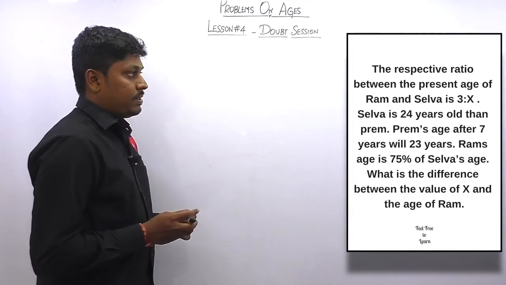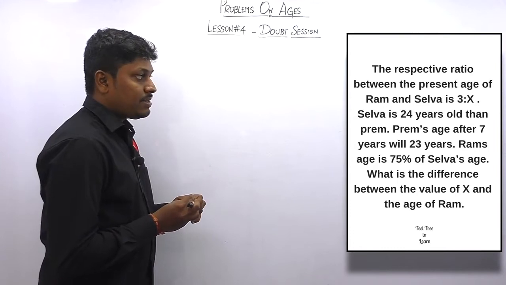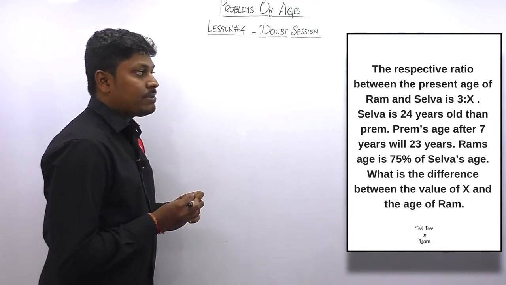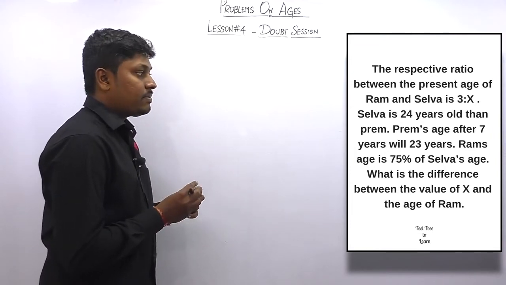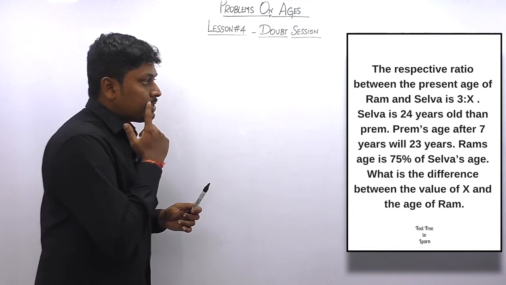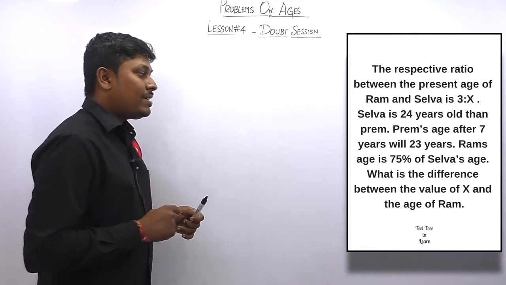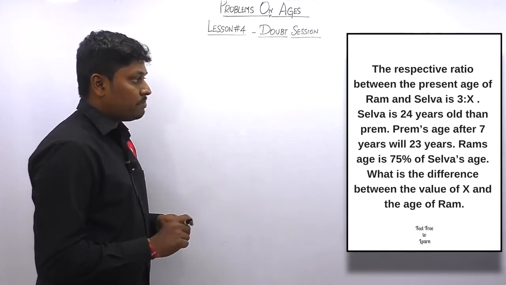Question number 7. The respective ratio between the present age of Ram and Selva is 3:X. Selva is 24 years older than Prem. So Prem's age after 7 years will be 23 years. So Ram's age is 75% of Selva's age. What is the difference between the value of X and the age of Ram?